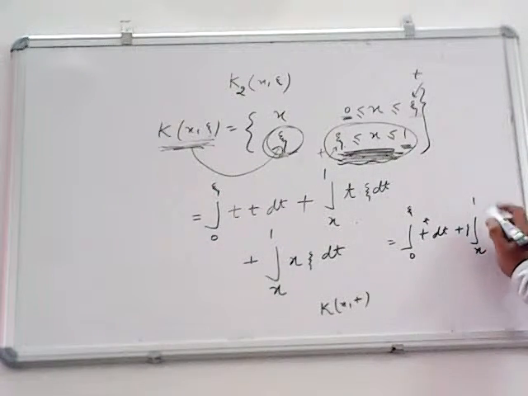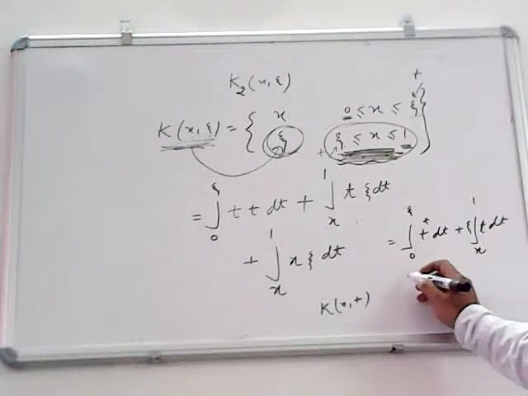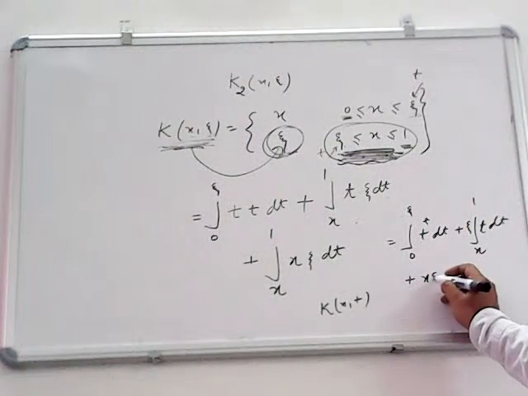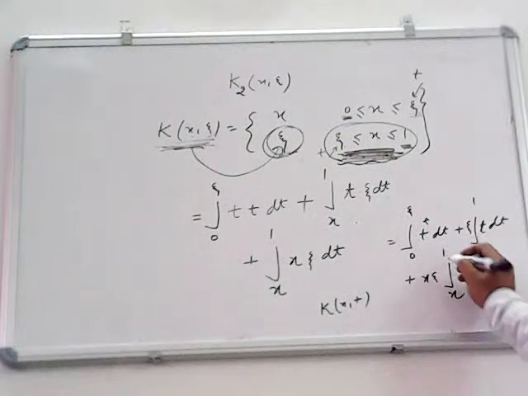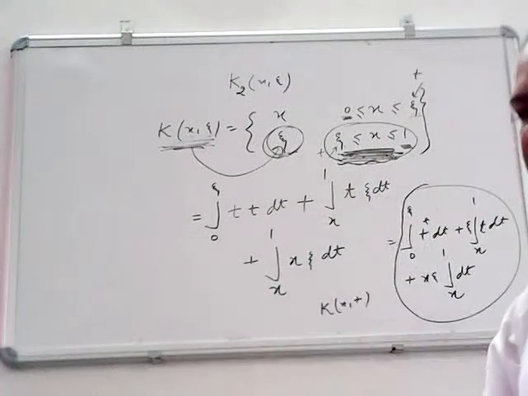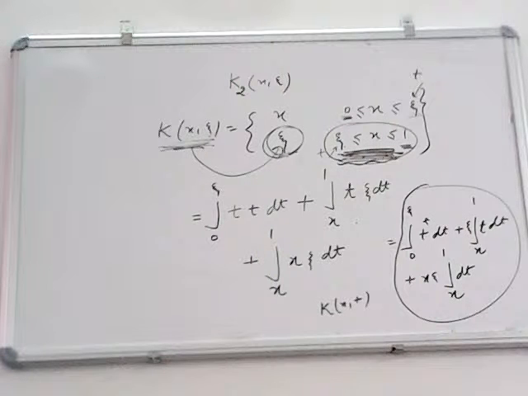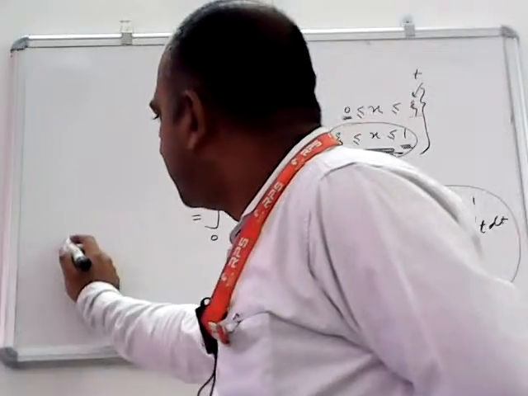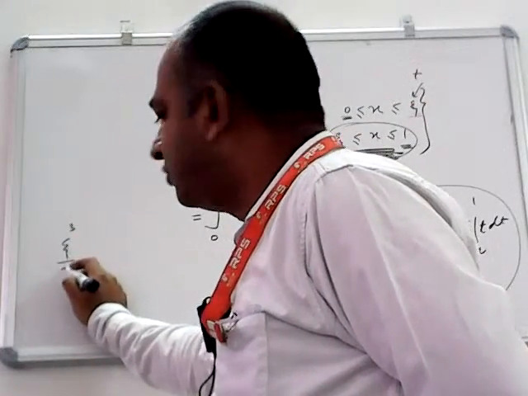Xi is common, xi is outside. So t dt, then we will have x and xi both are constant, integral x to 1 dt. So we will solve these three integrations. In the first case we are getting t cube by 3. Overall answer will be xi cube by 3. The first integration is xi cube by 3.